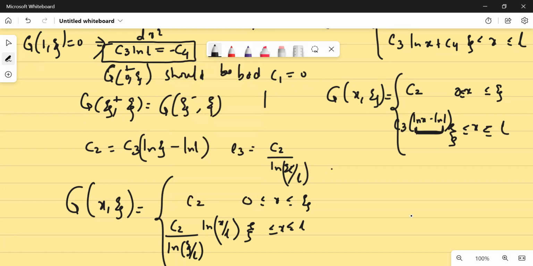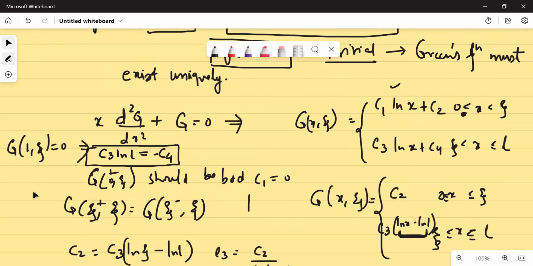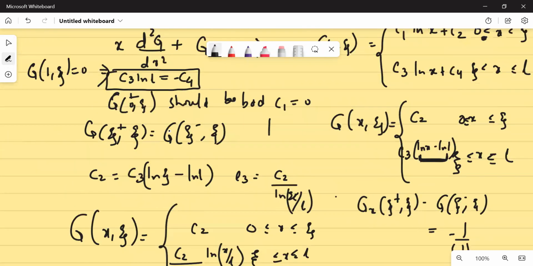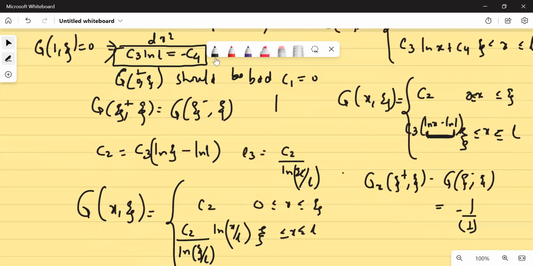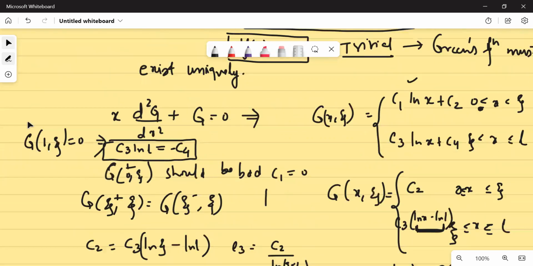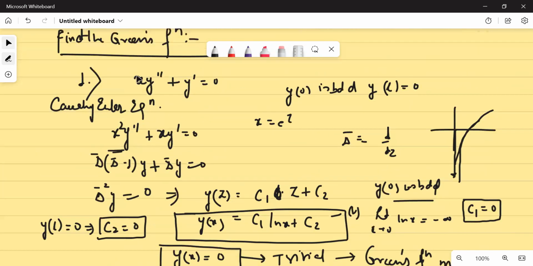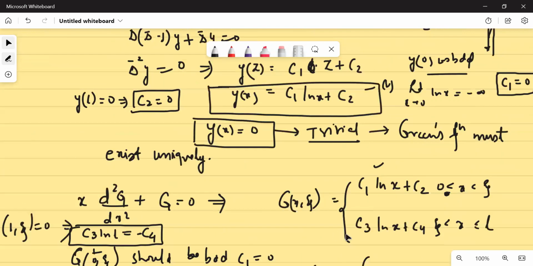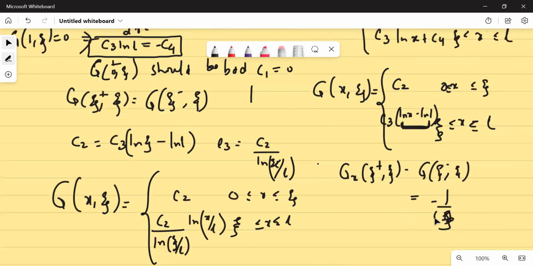Now the derivative condition: G'(x) at zeta plus minus G'(x) at zeta minus should give me minus 1 upon p(x). Sorry, p(x) at zeta is zeta, so I'll write zeta here. So minus 1 upon zeta. Here the highest order derivative coefficient is x, so instead you just write minus 1 upon x, and at x equal to zeta that is minus 1 upon zeta. Is that clear to you?